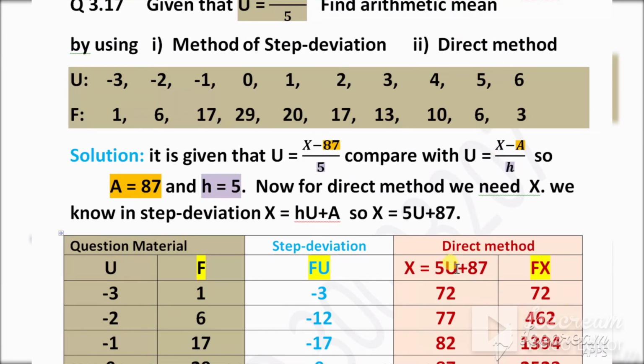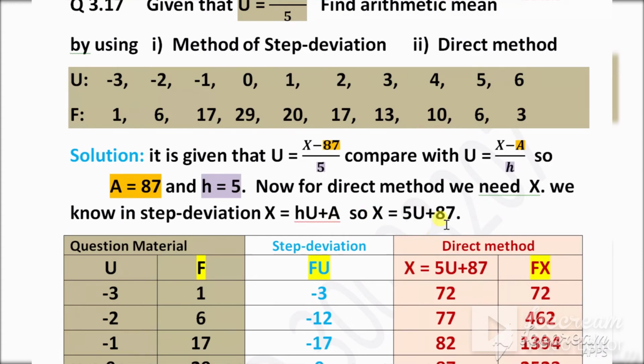Why we need x? Because summation fx divided by summation f is the formula for the direct method. So how will we multiply f with x? If we have the x column, then we will multiply this x column with f, but in the question the x column is not given, u and f columns are given. So first we have to find the x column for the direct method, then we will multiply this x column with f, we will get fx. So how to get the x column?